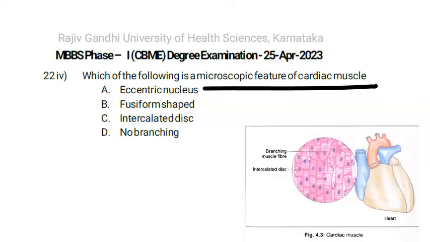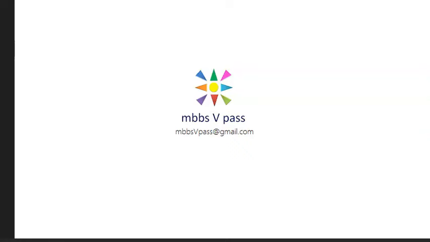Microscopic feature of cardiac muscle: intercalated disc and branching. So here the answer is intercalated disc. It's a microscopic feature of cardiac muscle. Just a few more to go, don't get worried.